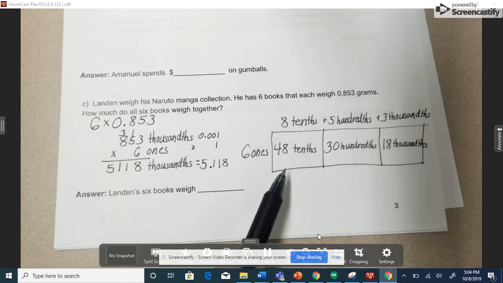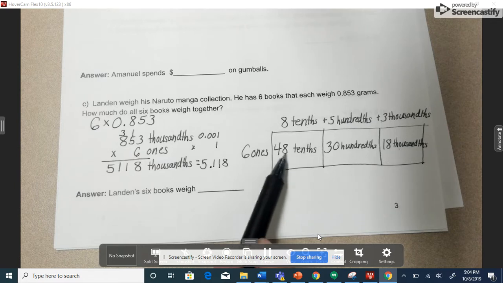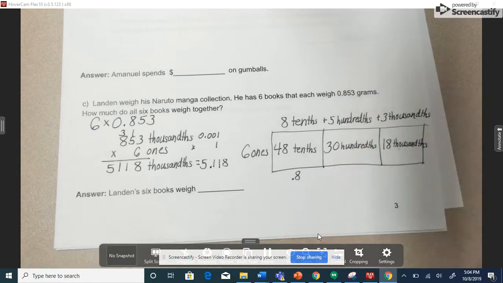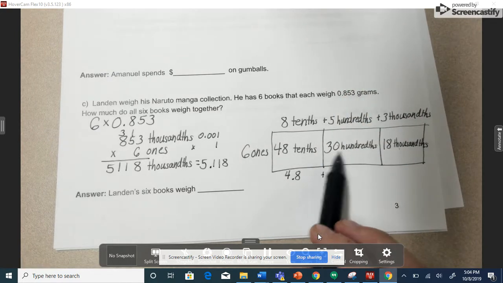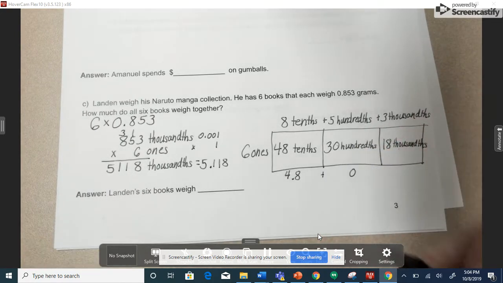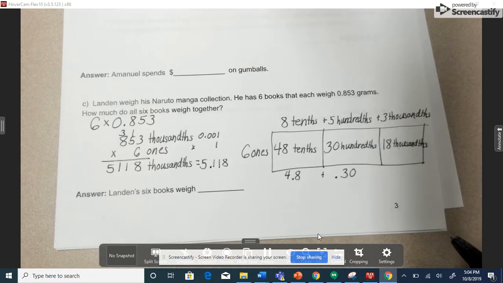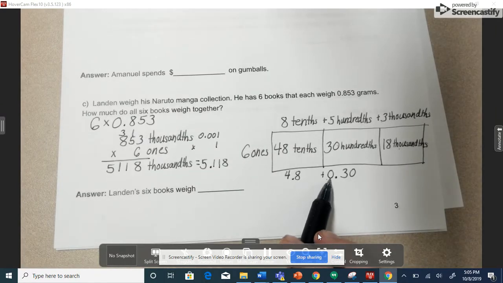So now I'm going to add these together, but I'm going to rewrite these in standard form. So we have 48 tenths. So that means the 8 is going to be in the tenths place. Put the decimal to the left of the tenths place. And we have 4 ones left over. Add 30 hundredths. Ooh, that means the 0 is in the hundredths place. The 3 is in the tenths place. And I have my decimal here. I can also add a 0 in front just to have our place value hold.